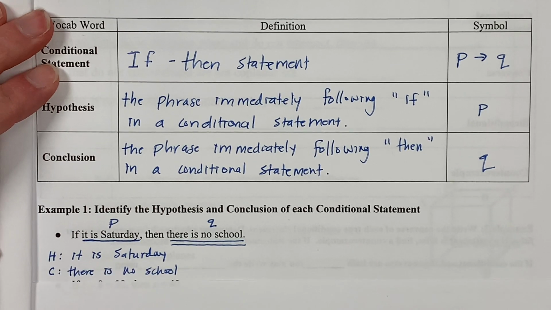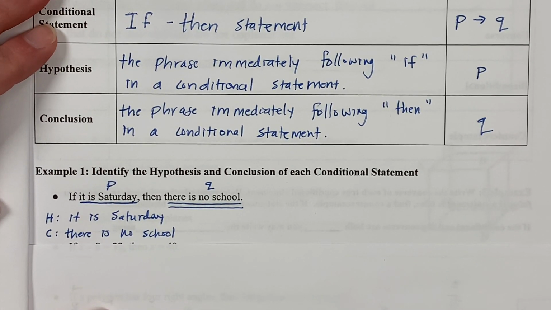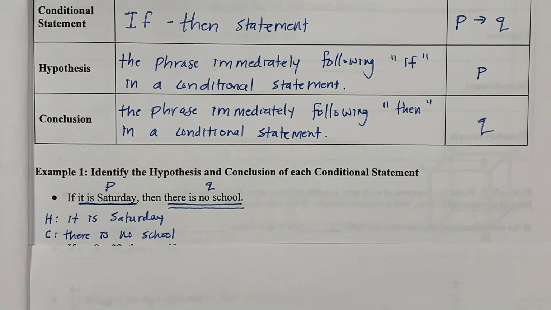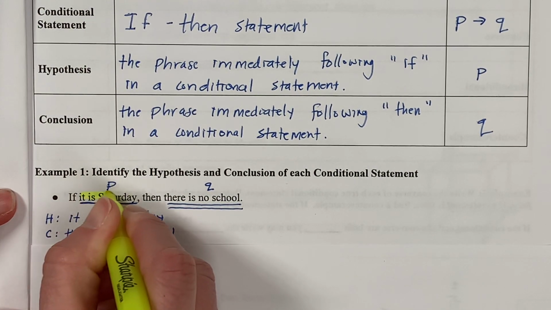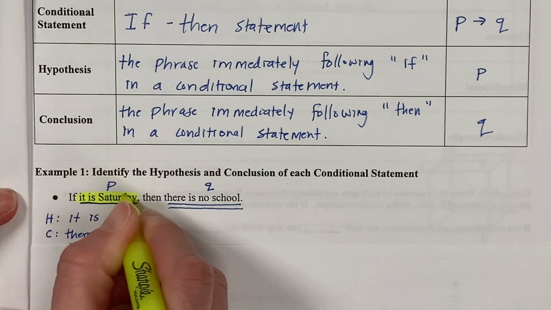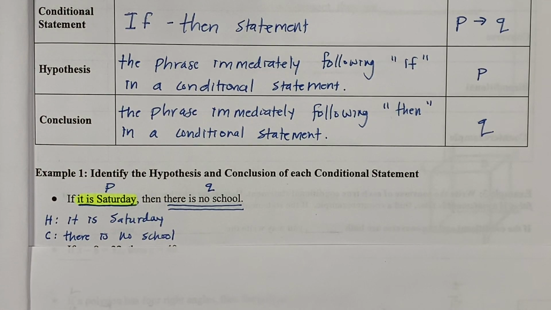Example 1 says identify the hypothesis and conclusion of each conditional statement. The statement reads, if it is Saturday, then there is no school. The hypothesis is the phrase immediately following if. So when I see if it is Saturday, the phrase that follows if is it is Saturday. I have underlined that with one line and put the P above it to represent the hypothesis. You could also write out the hypothesis, it is Saturday.